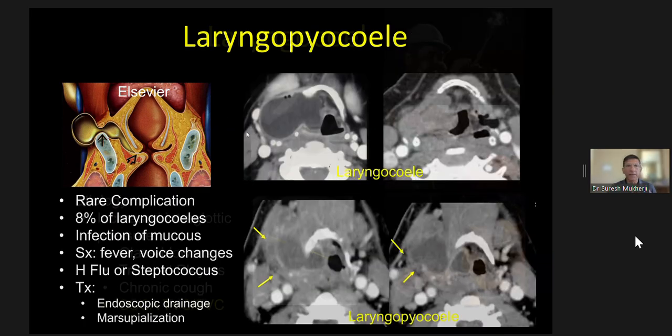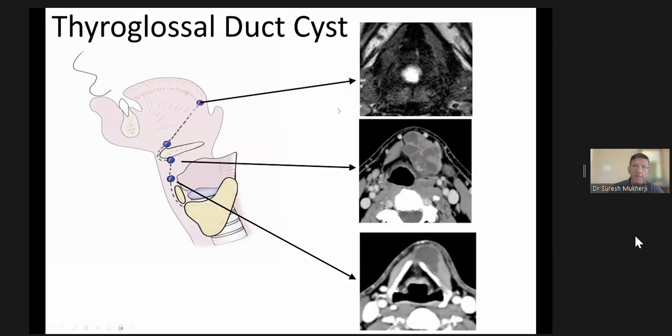So the next thing that I wanted to talk real briefly about when we talk about the larynx, developmental lesions, is the thyroglossal duct cyst. So remember, the thyroid gland starts at the foramen cecum and then works its way down anteriorly into the neck. If you have the cyst right here located at the foramen cecum, this is an example of a thyroglossal duct cyst.